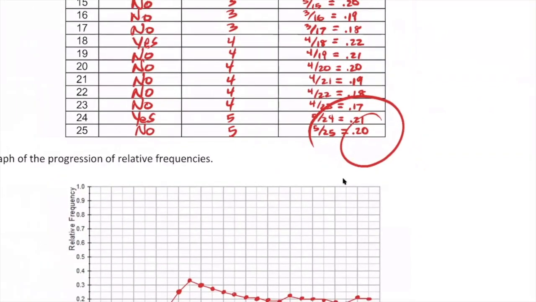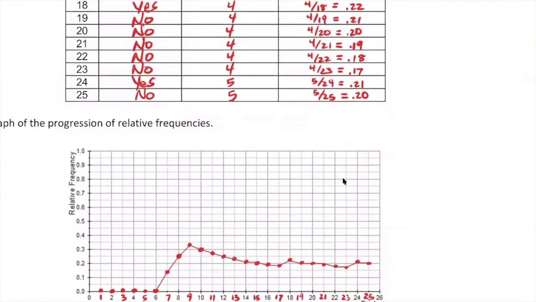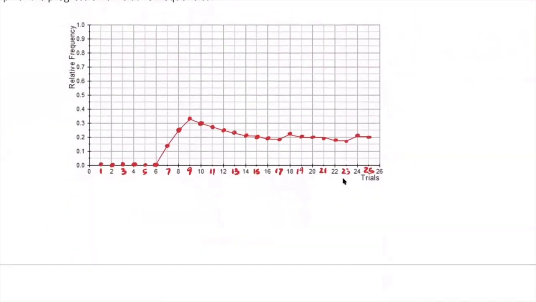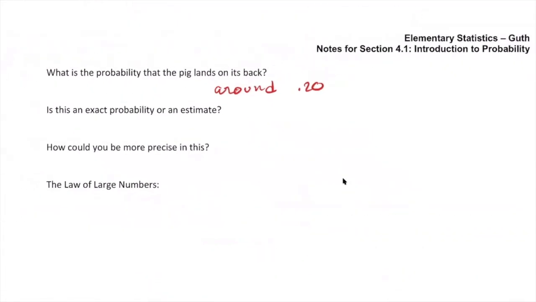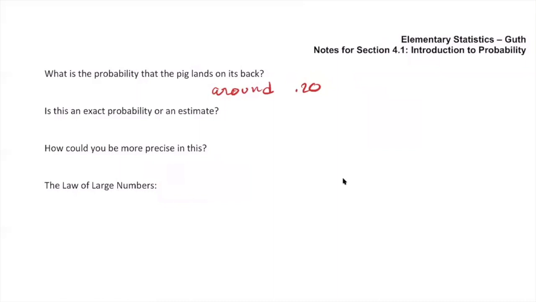The real thing that you want to notice here is that the probabilities vary a lot in the beginning, but they stabilize over time. That's what you're looking at when you look at these graphs, the law of large numbers, which says these will stabilize if you can get more trials in. So I'm guessing around 20%, because that's my last figure, but you might have different ideas. So put down whatever you like, but I'm going to say 20%.